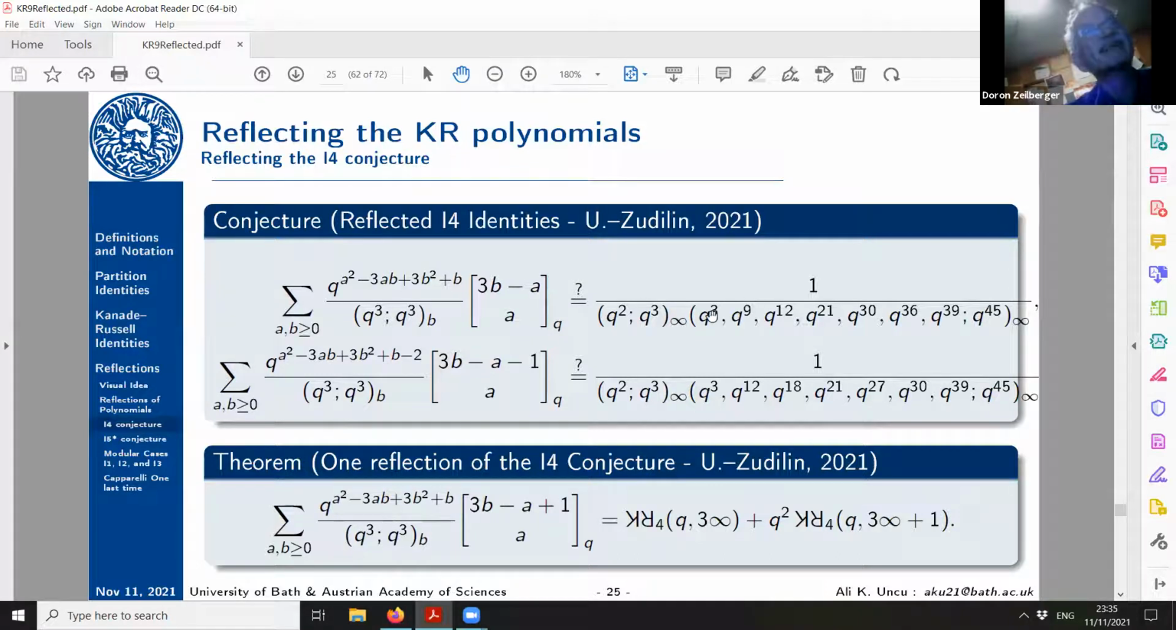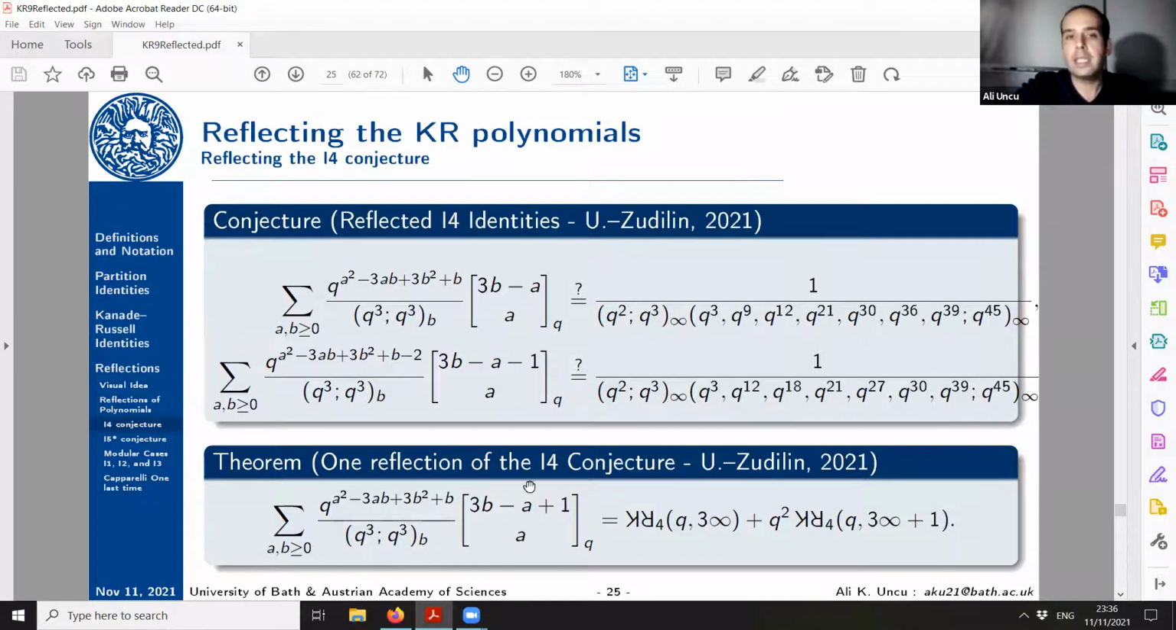So the joke here is we were trying to be a part of the solution. We were trying to solve the Kanade-Russell conjectures, but we became a part of the problem. We created two more conjectures from every Kanade-Russell conjecture. So this is the I4. No offense to theorems. Conjectures are much more exciting than theorems. They're really exciting, and these are really nice too. So from I4, we were able to get two conjectures plus one theorem.